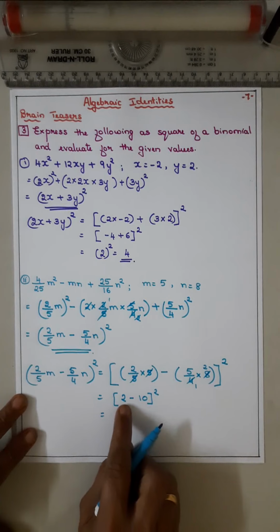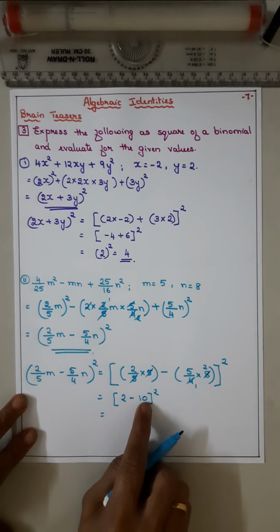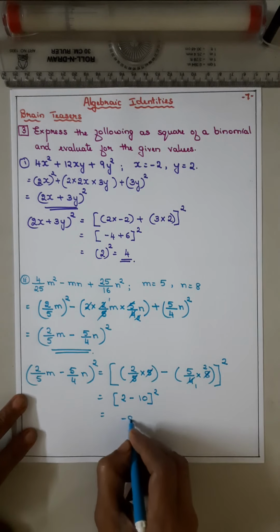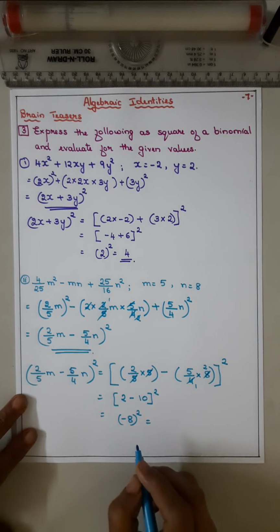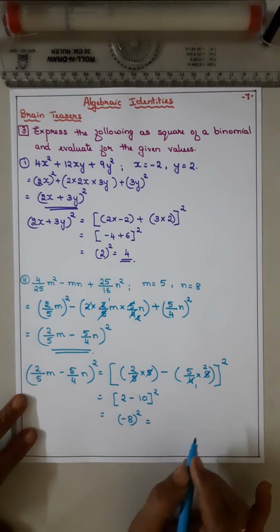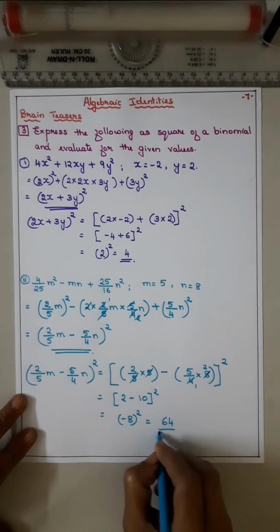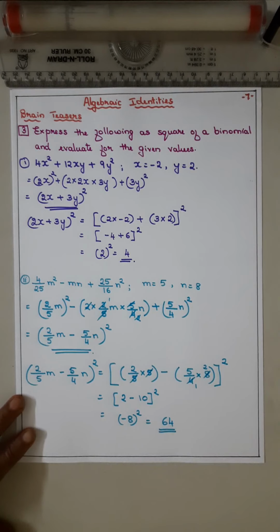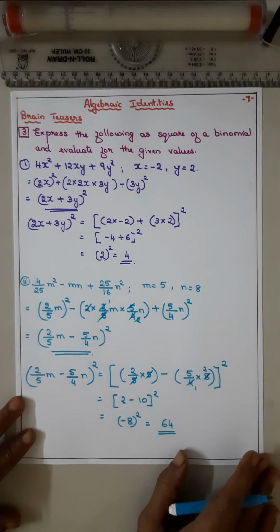Now it is 2 minus 10. Different signs, so subtract. You find the difference. It will be minus 8 the whole square. That is a minus square becomes plus, 8 squared is 64. So answer is 64. Understood everyone?